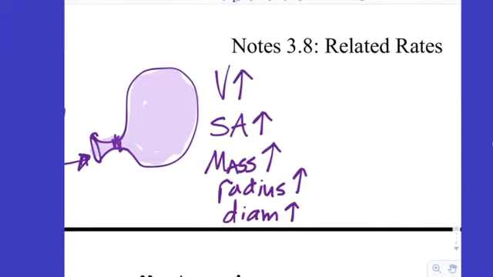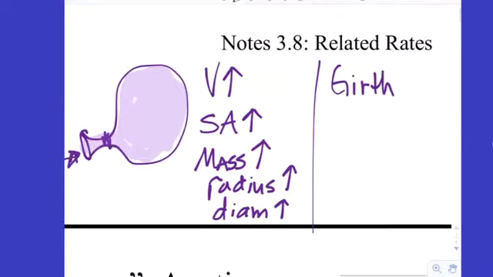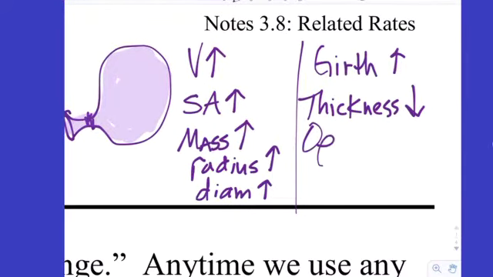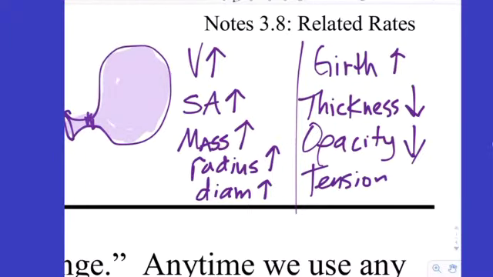What about the diameter? It's also increasing. What about the girth? It's kind of like the diameter. It's increasing. The thickness of the balloon. The thickness of the balloon is decreasing. I was going to ask, is anything decreasing? Yeah, the thickness is decreasing. What about the opacity? Also decreasing, right? As you stretch it, it becomes more transparent. What about the tension? Oh, it's increasing, right?